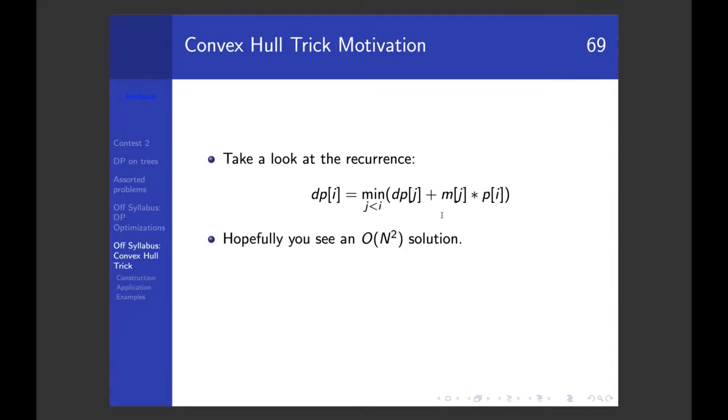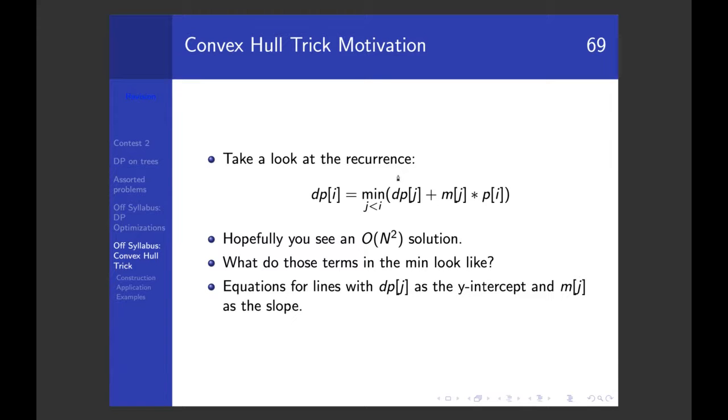But let's look at this. What are we trying to do? There's an obvious order n squared solution: just for each i, calculate this for each j and find the minimum j. But what does this look like? This is a line, right? This is your y equals mx plus c. This is like your equation of a line.